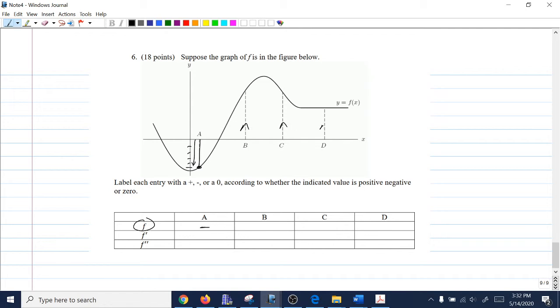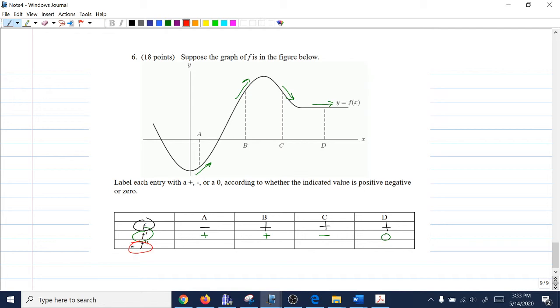You're above, above, above. So f of b is some positive number. F of c is a positive number. F of d is a positive number. Right? That's f. How do I know what's going on with f prime? The derivative's sign depends on whether the function is increasing or decreasing. We are increasing, then decreasing, then neither. So increasing is positive derivative, decreasing is a negative derivative, horizontal is a 0 derivative. What's going on with the second derivative?